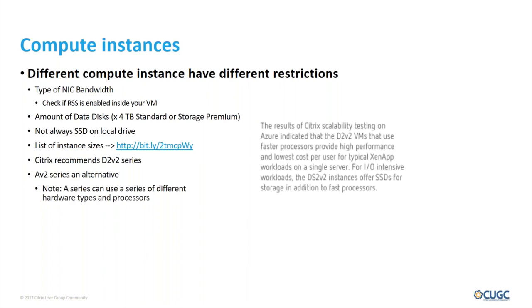So this performance test was done a while back. Microsoft has also released a new instance type called the Av2 series, which can be used as an alternative because it's a lot cheaper.